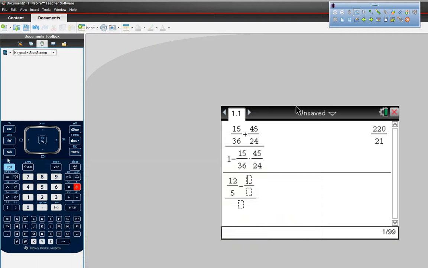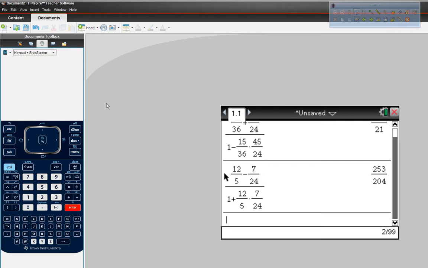So this would be 7 over 24, and then go to the denominator. Let's do 1 plus Control Divide, 12 over 5, and then come over, hit times, Control Divide. Let's put 7 over 24, hit enter, and there would be my answer, 253 over 204. And that would be the answer, and that's all that we're doing. That's it for today.